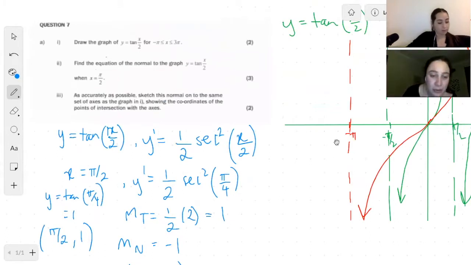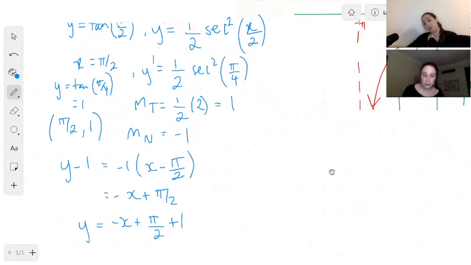As accurately as possible, sketch the normal onto the same graph, showing the coordinates of points of intersection with the axes. So you have to graph this on that curve, and make sure that you indicate the x and y intercepts of this normal.